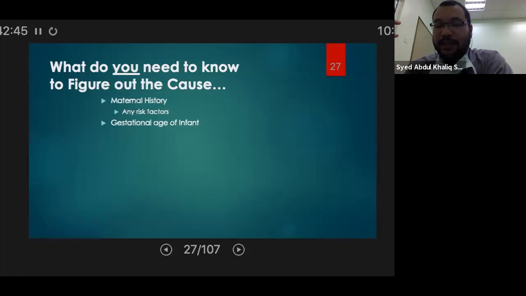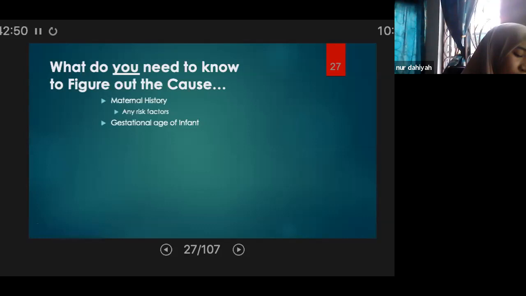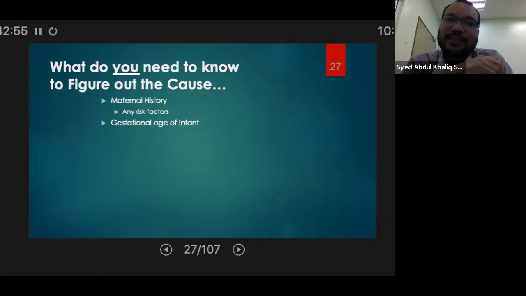Gestational diabetes mellitus is a risk for RDS by itself, because the high blood sugar acts on the surfactant production. So gestational diabetes mellitus is a risk for RDS in babies, surfactant deficiency in babies. Also, meconium aspiration, for example.